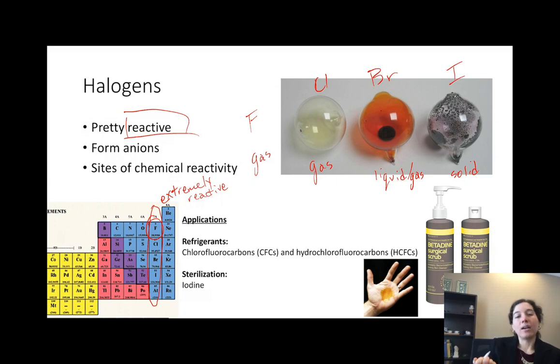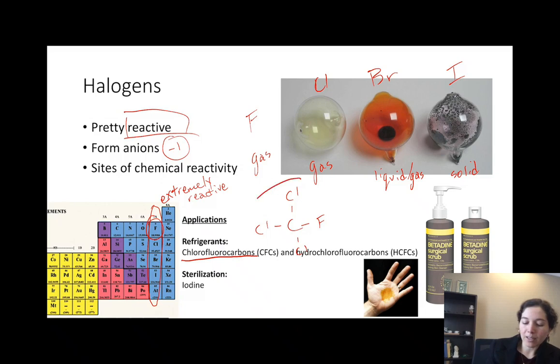So these halogens here like to form anions. We know that. They tend to form a -1 anion. And these are often sites of chemical reactivity in molecules. So things like your chlorofluorocarbons, CFCs. They look something like this. We've got carbon, chlorine, and fluorines attached to them. These are refrigerants that used to be used. They are now banned because they were so reactive. They were going into the atmosphere and destroying the ozone.